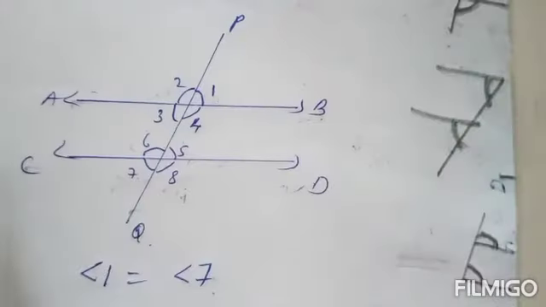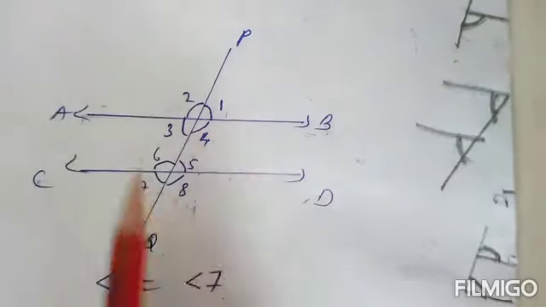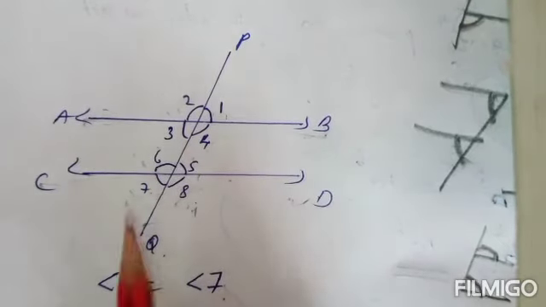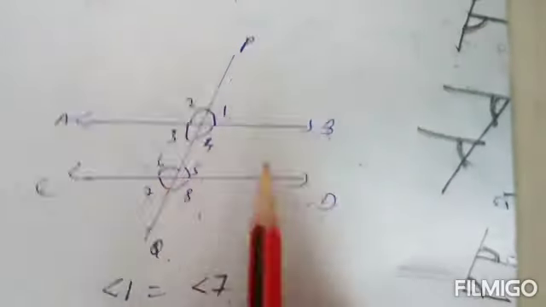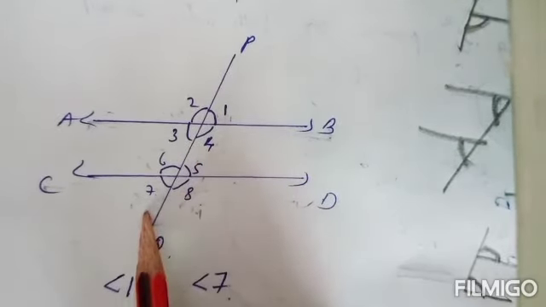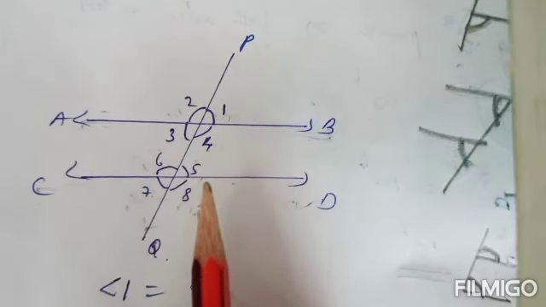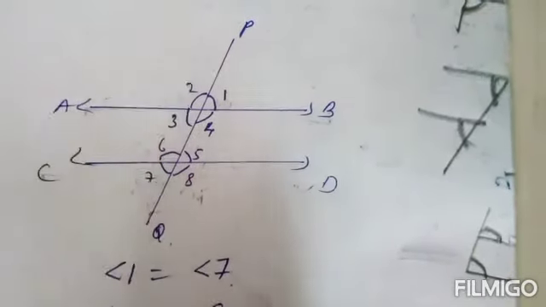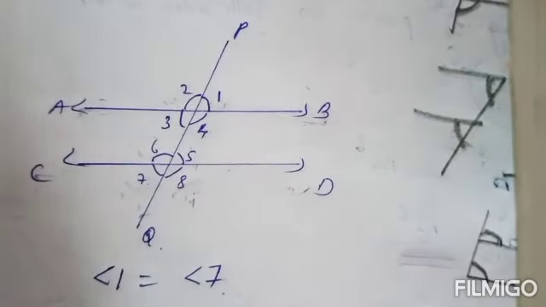Okay. Next topic, when two parallel lines are cut by a transversal. Here AB and CD are two parallel lines and PQ is a transversal. So when two parallel lines AB and CD are cut by a transversal PQ, 8 angles are formed here. Here also there are exterior angles, interior angles, exterior alternate angles, interior alternate angles, corresponding angles, etc. Now, in case of parallel lines cut by a transversal, there are some properties.